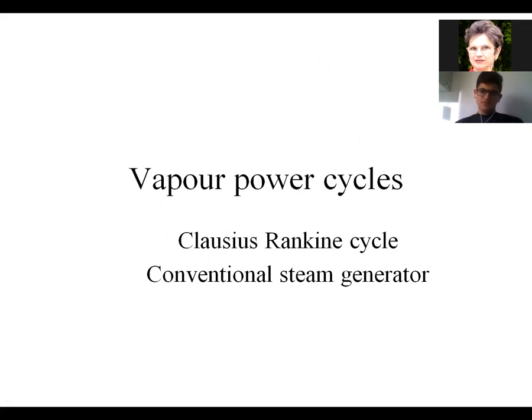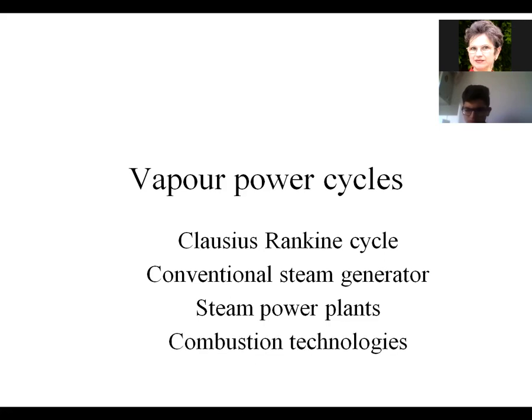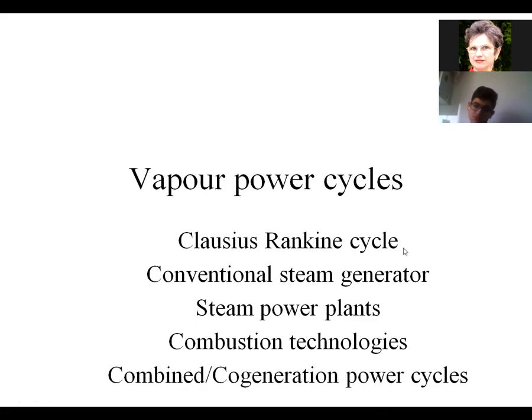So we will learn about the vapor power cycles, meaning the Clausius-Rankine cycle, that is a theoretical but conventional steam generator cycle. Or the main cycle for the steam power plants. You have to understand combustion technologies. You have to know how a steam generator works, how a turbine for water, for vapors works, and finally, what a combined or cogeneration power cycle means.